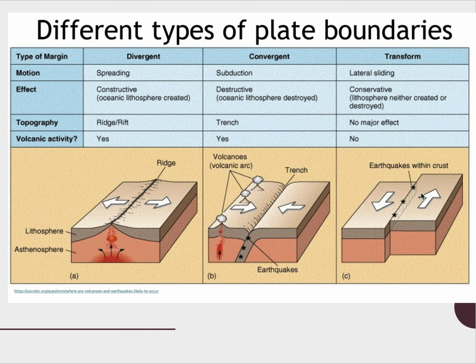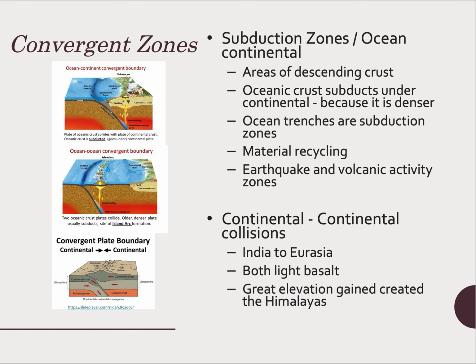And then this is the transform boundary. This is what we see in Southern California, but we also see transform boundaries occurring alongside divergent boundaries. So with that, a couple of examples of convergent zones.